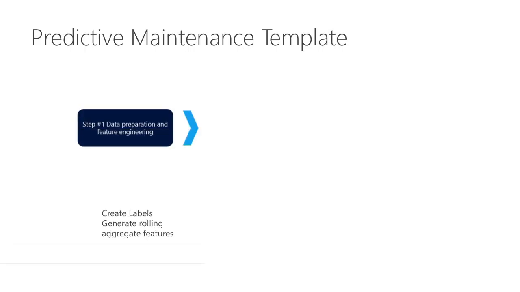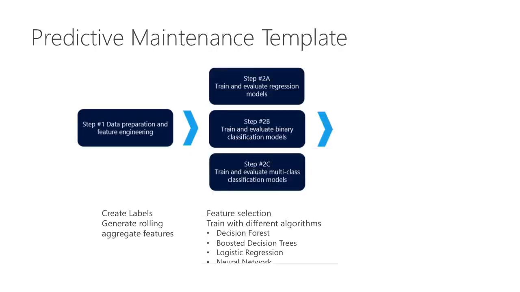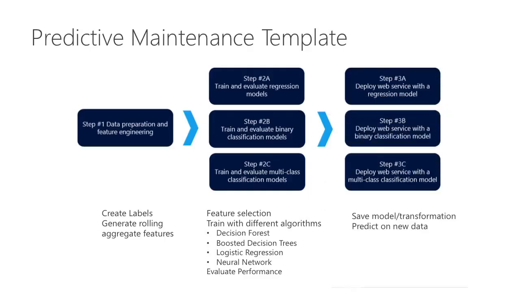So here is an overview of this predictive maintenance template. In the first step, we do data preparation and feature engineering. In the second step, we do model training and evaluation. We train with a number of algorithms for the three different problems, as we mentioned previously. And in the third step, we operationalize these models as stored procedures for prediction with new data.